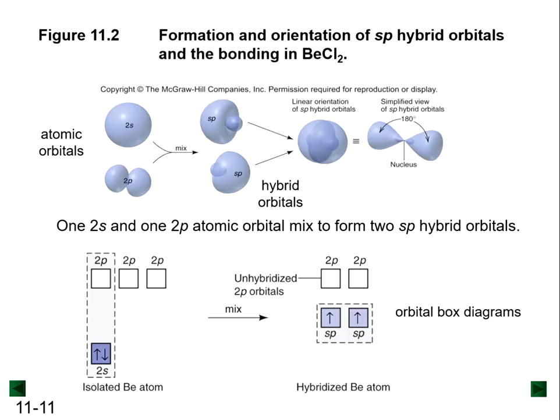So we see up above, we've got our atomic orbitals. We've got a 2s and a 2p, the principal quantum number 2s and the principal quantum number 2p orbitals. So those s and p's mix to produce 2 sp hybrid orbitals. And so down below, we can see the initial atomic orbitals that are involved. On the left-hand side at the bottom, we have an isolated beryllium atom. Its electron configuration is 2s2. All of its 2p orbitals are empty.